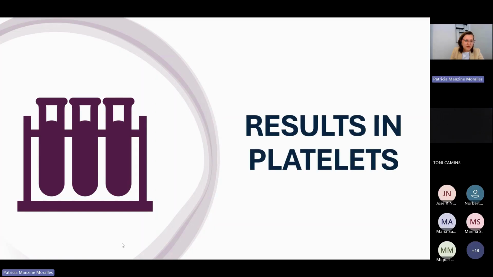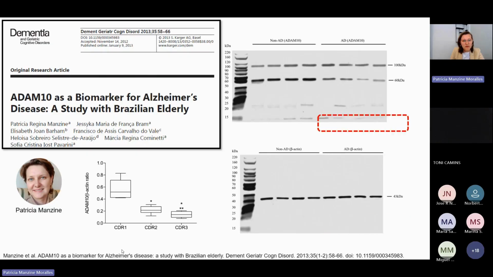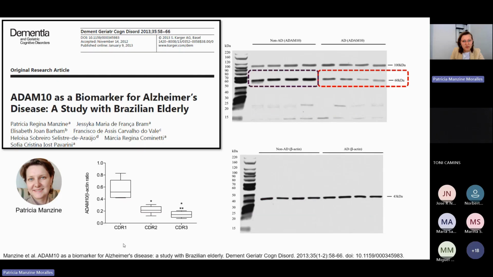About the results we found in platelets, inspired by Italian studies of 2002, I started to investigate the levels of platelet ADAM10 in a Brazilian sample. We initially observed that its levels were decreased in the Alzheimer's disease group compared to cognitively unimpaired subjects, and this decrease could also be observed with disease progression.